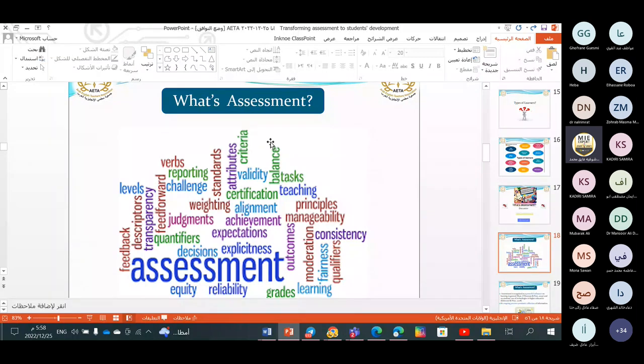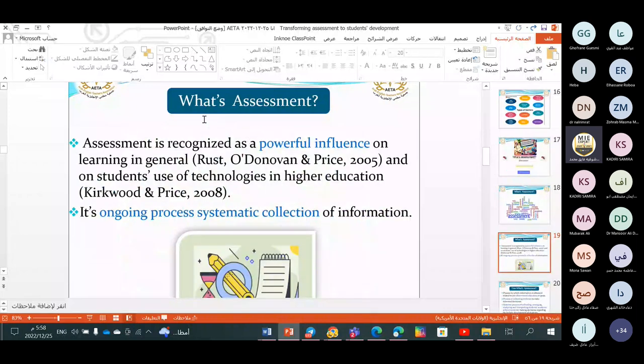If we want to comment on each word, we will have more time, but for the sake of time, we will proceed. So here, as you said, what is assessment? Assessment is recognized as a powerful influence. So it has great influence and effect on learning in general, as Rust, O'Donovan and Price in 2005 said, and on students' use of technologies in higher education, as Kirkwood and Price in 2008 also define it. Another definition says it is an ongoing process, systematic collection of information. You said about, for example, the formative, the summative, etc. So it is an ongoing process, systematic collection of information in order to shed light on certain points.